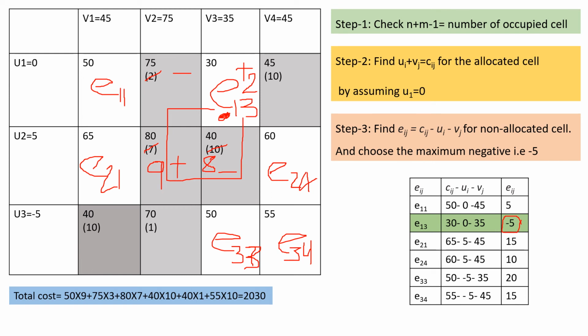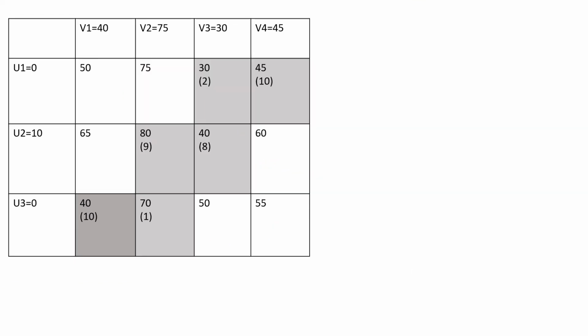So now let's create a new table with the new assigned cells. As you see, the cost further decreases from the previous iteration cost, right? Now it becomes 2030. Let's move to the new table, the new table with the new assigned values. So now let's again calculate. First let me check that n plus m minus 1 equals the number of occupied cells. So it is achieved.